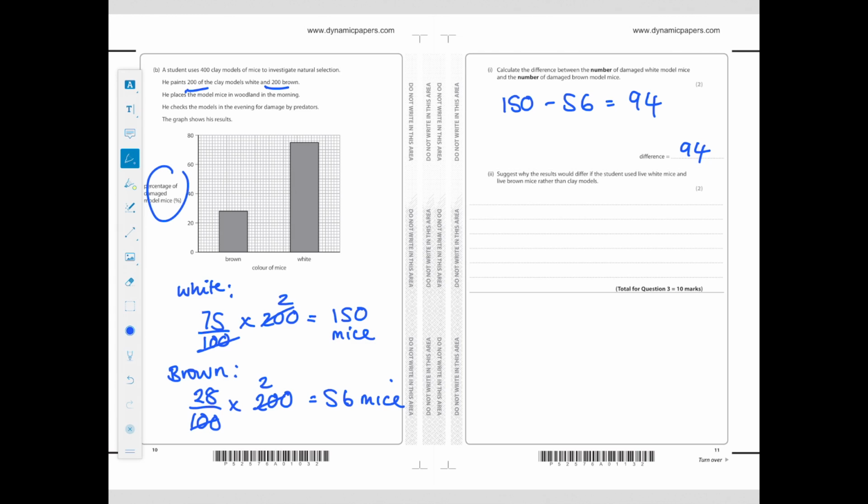Suggest why the results would differ if the student used live white mice and live brown mice rather than clay models. 2 marks, you want 2 separate points. Well, the obvious thing to write here is that the live mice would run away, could be eaten, and could even go and hide.